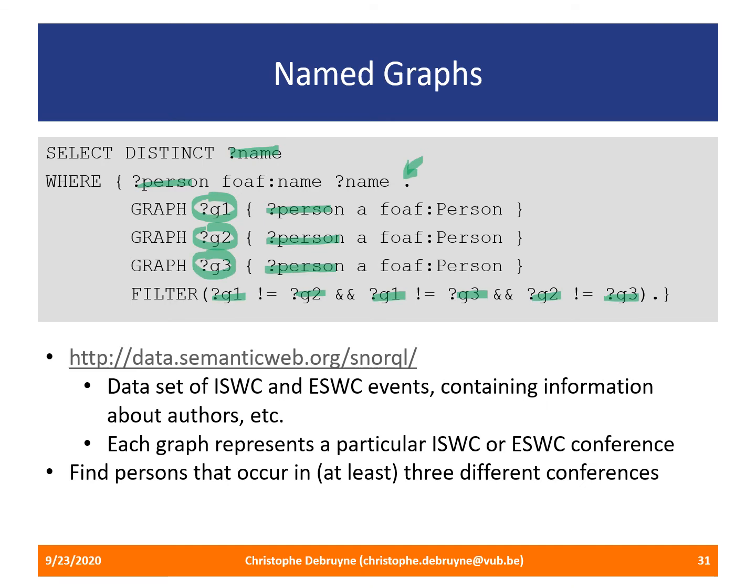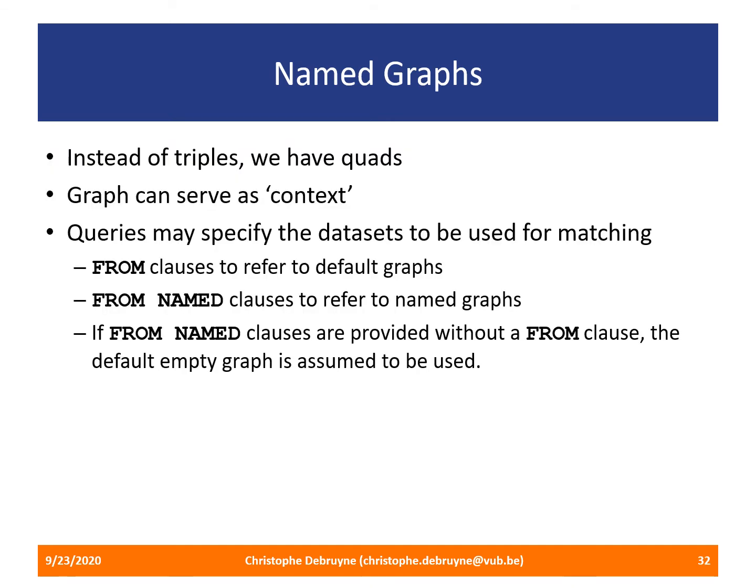Now, that means instead of triples, we have quads. And typically those graphs serve as a context. You can, for instance, have graphs for different events, different dates, different documents, and so forth. And you can do all sorts of neat and clever things with those.